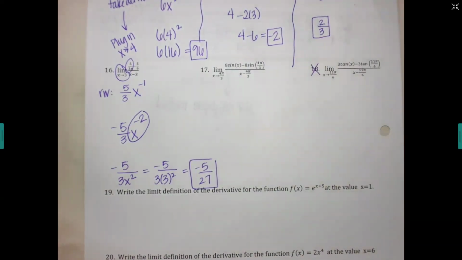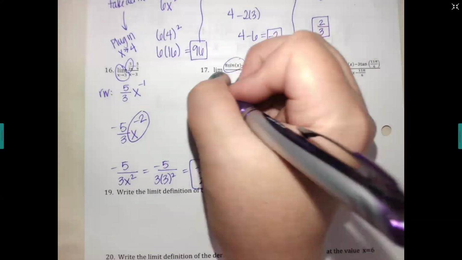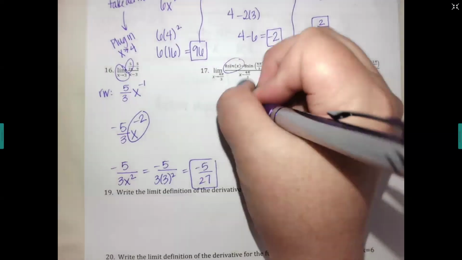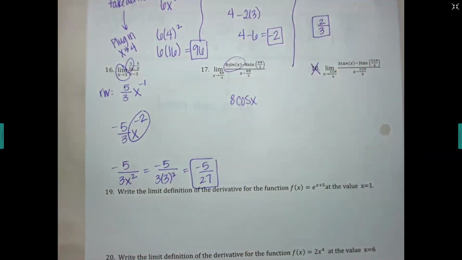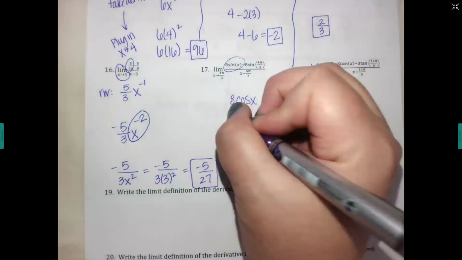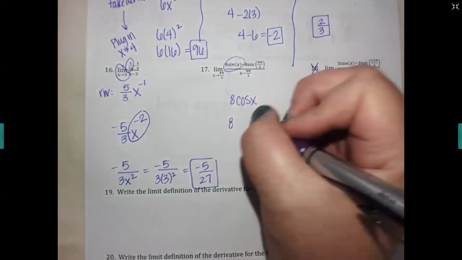Okay, circle what's in front of the minus. It's a sine x. What's the derivative of sine x? Cosine x. And then just keep the 8 in front. So it'd be 8 cosine x. Then we're going to plug in what? My x approach is what number?